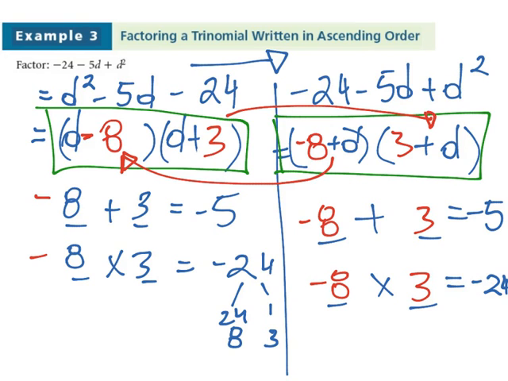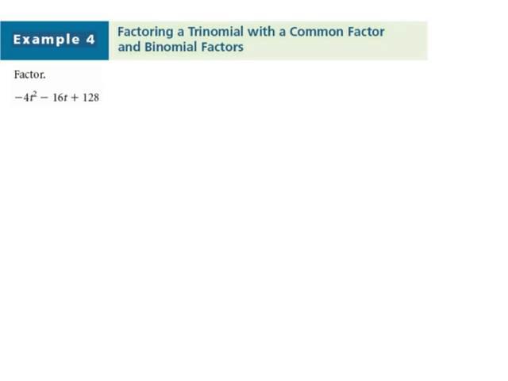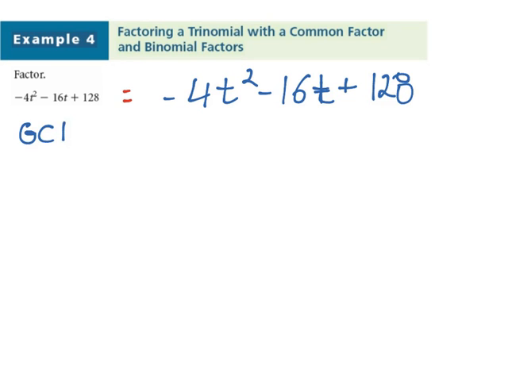Let's take a look at our last problem. In this case, we're going to factor a trinomial with a common factor and a binomial factor. Before you do any factoring, such as in this problem, you should always ask yourself, is there a greatest common factor, GCF, of the negative 4, the negative 16, and the 128?